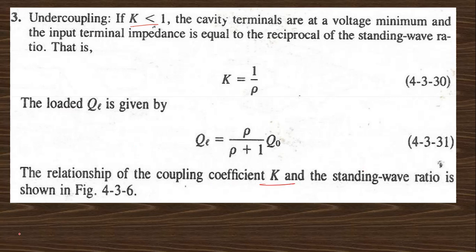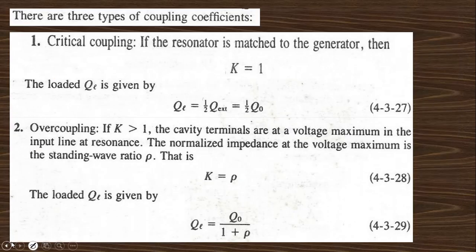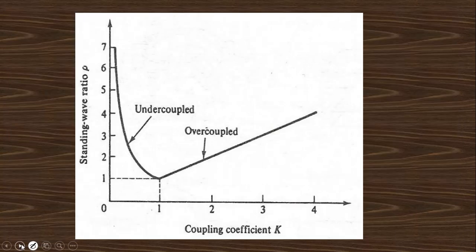So there are three cases: K less than 1 is undercoupling, greater than 1 is overcoupling, and equal to 1 is critical coupling. This is the corresponding curve of the standing wave ratio rho versus Q, and this is the critical coupling. These three are the coupling cases.